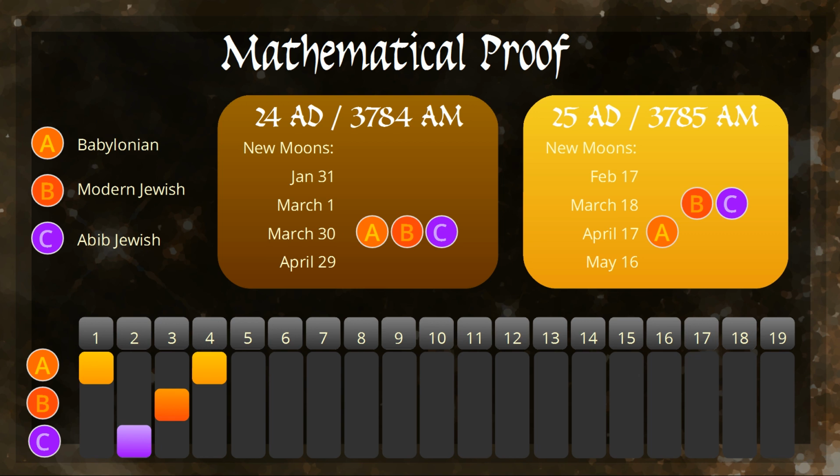The following year is 25 AD, or 3785 AM. Here, 12 months from the previous year is March 18th. Even though it is before the March 25th equinox, the modern Jewish calendar rules are satisfied and the Abib-based calendar rules are also satisfied, but the Babylonian calendar must add an additional month in order for the start of the year to occur after the equinox.